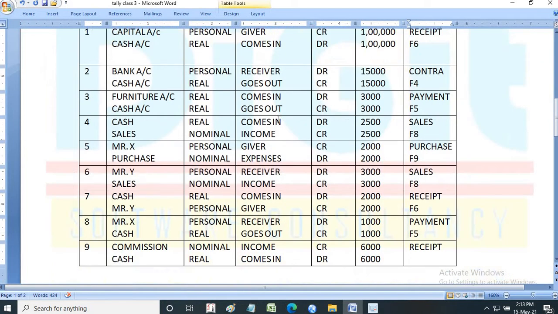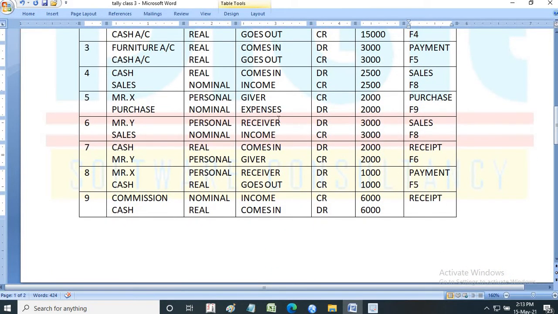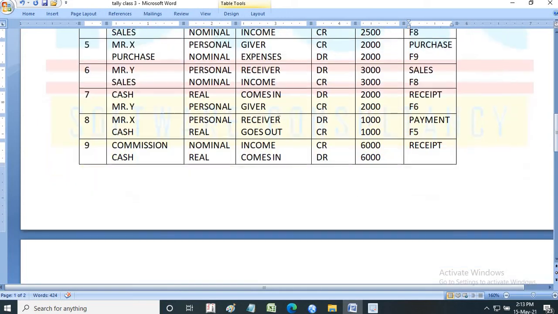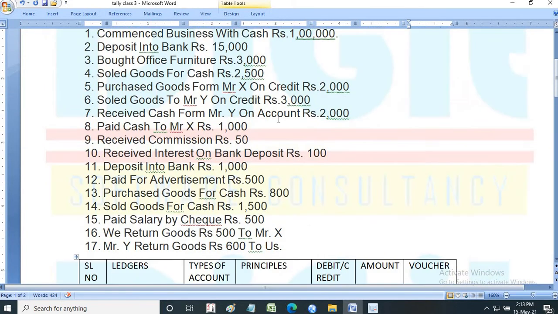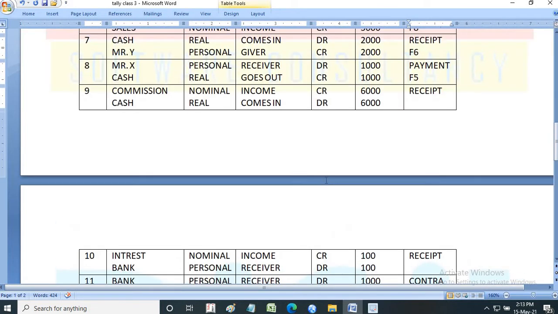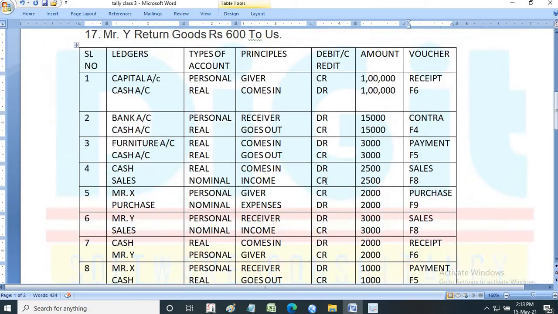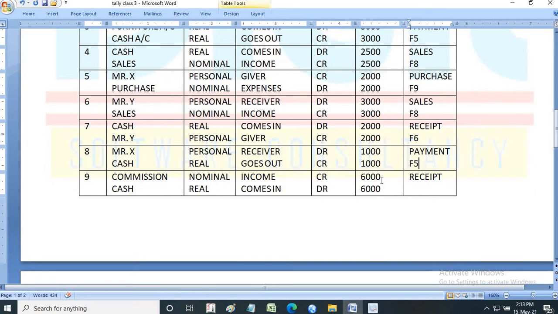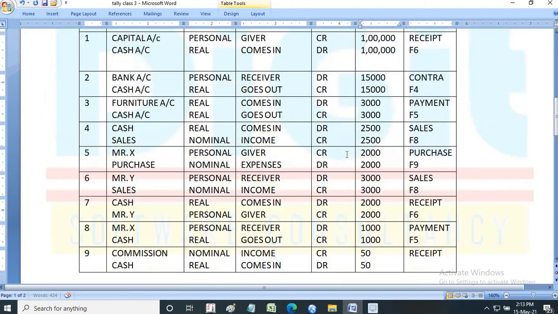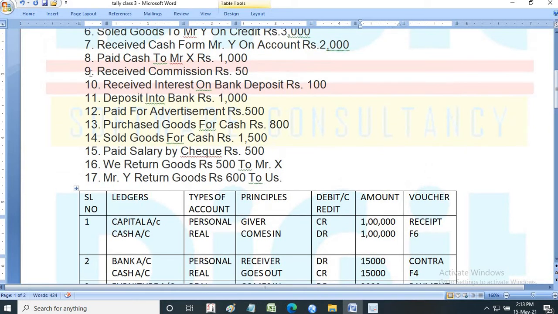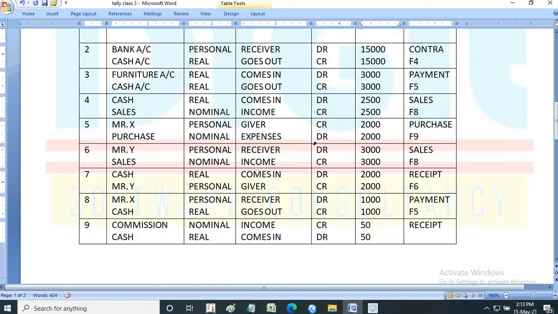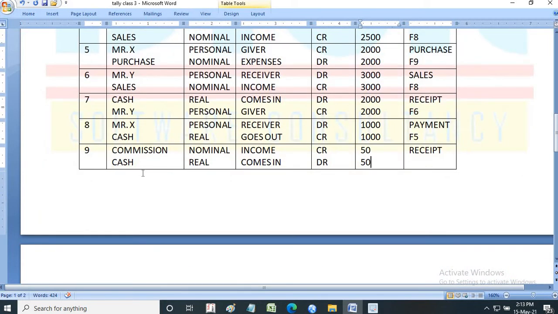Okay, here also a printing mistake. And next is 100. Is this correct? 100 and then 1000. Okay, from here it is correct, so it will be 50 only. Let me make it correct. 50 and 50. But later you see this for number 9, receive commission rupees 50, then commission account and cash account.